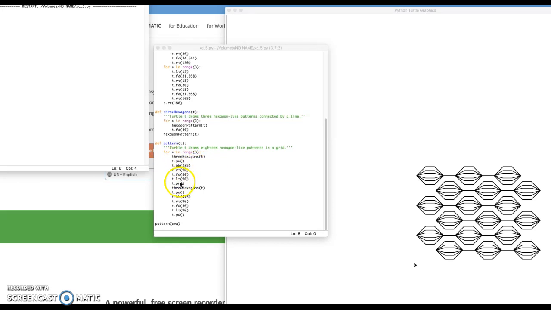These 2 move segments are different because the turtle doesn't move as far back here as it does when it moves from here to here. So yeah, each one of these is basically drawn as a unit, and then this is repeated again twice.